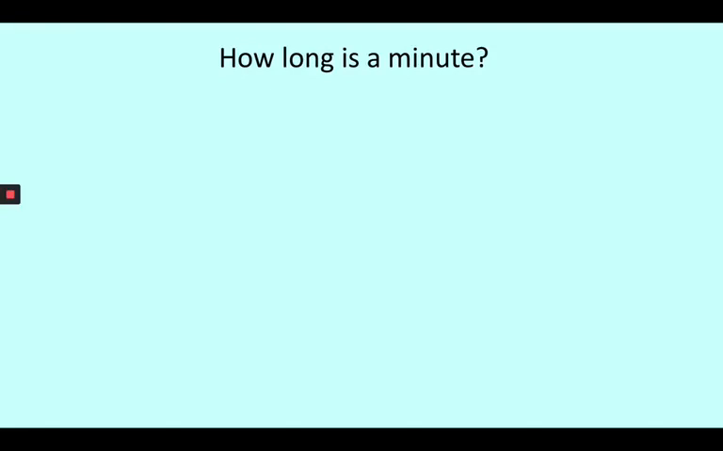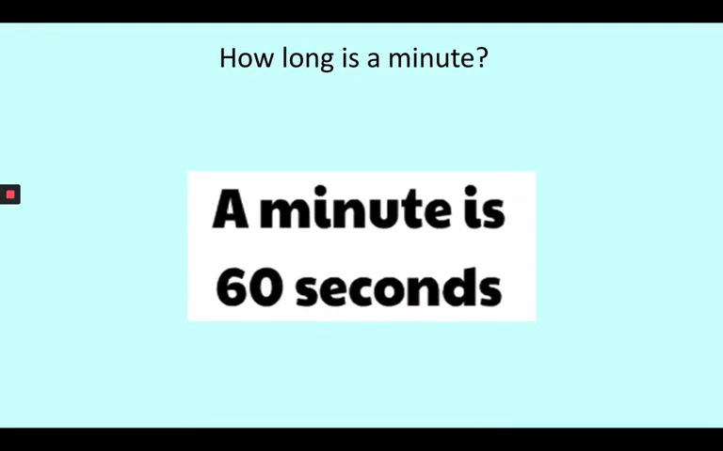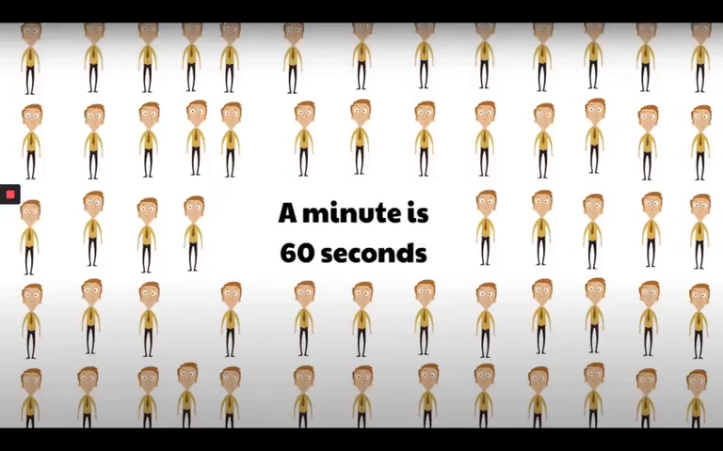Now we're going to talk about minutes. How long is a minute? Well, a minute is 60 seconds. You might be wondering how long 60 seconds is, and you might want to know what that looks like. Well, look at this. 60 is a lot. A minute is 60 seconds. Let's look at what takes a minute.